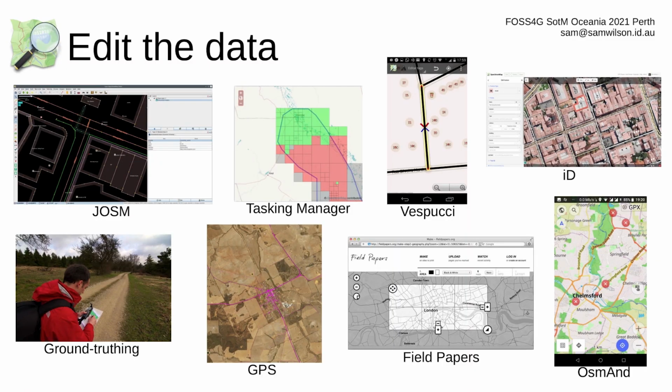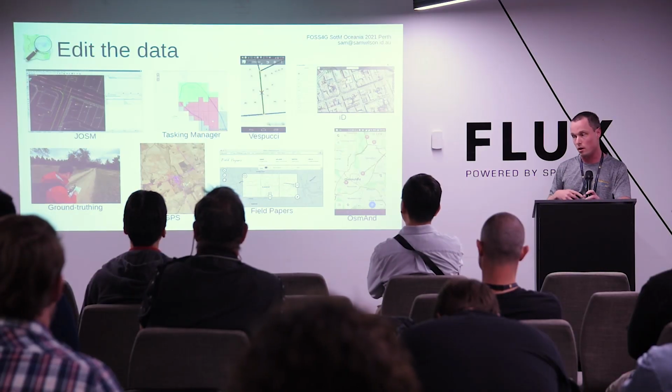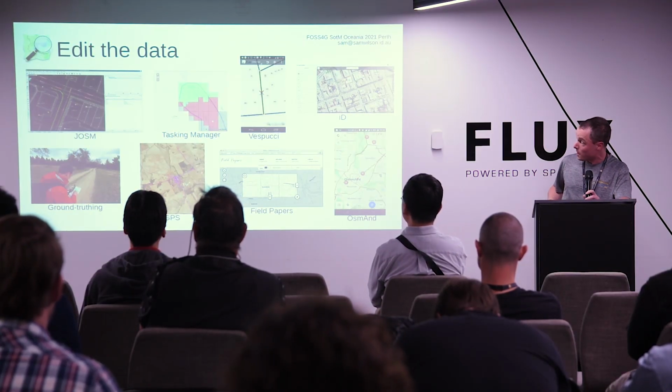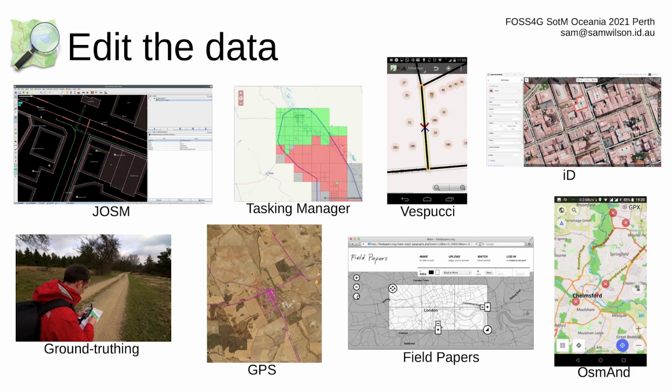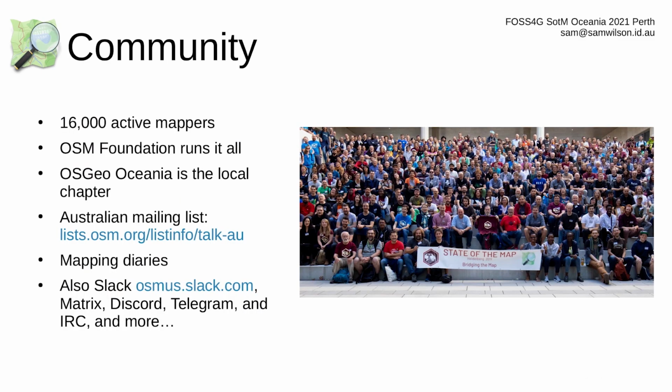Editing the data, there's a whole bunch of different systems for editing the data. iD up here is the standard one. When you go to osm.org and you hit edit, that's what you get. Vespucci is a really good mobile editor for Android. JOSM is the standard desktop application for most editing purposes. Field Papers lets you print it onto paper, and the Tasking Manager is really popular for dividing up digitization for crowdsourcing. And crowdsourcing is a big part of this.